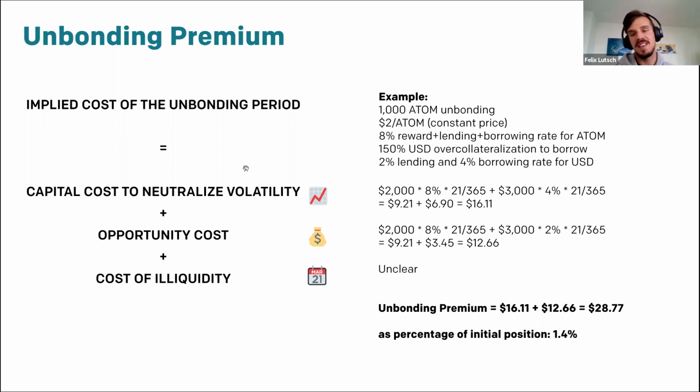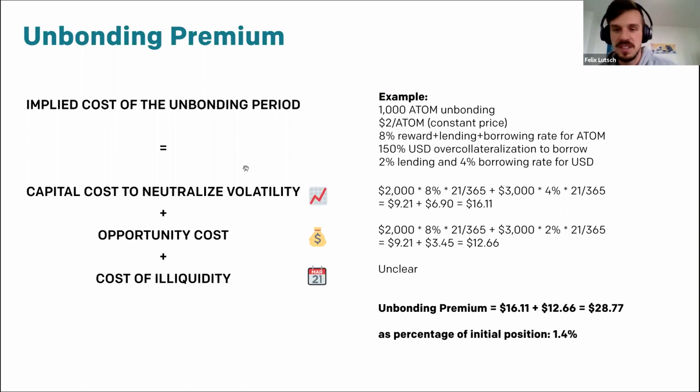Now, this is an example, and it uses a lot of assumptions, first of all. In this example, we unbond 1,000 Atom. We have a $2 per Atom price that is constant over time in our assumption. And we have 8% assumed rewards, lending and borrowing rate for Atoms. So here I assume all these different ways of using your Atom actually have the same rates, which might not be realistic in theory. There's no real data on this.